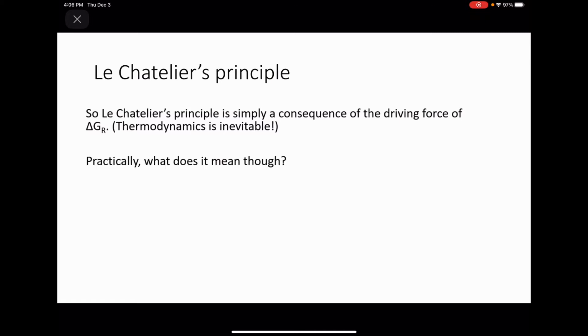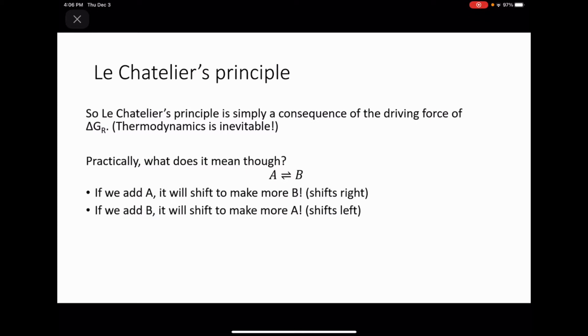So practically, what does it mean? Let's look at a general equilibrium, made as easy as possible: A going to B, back and forth. So with Le Chatelier's principle, if we let that go to equilibrium and then add some more A, it's going to shift and make more B. So it's going to shift to the right. If we add more product, B, it will shift back towards reactants. So it will shift to the left.